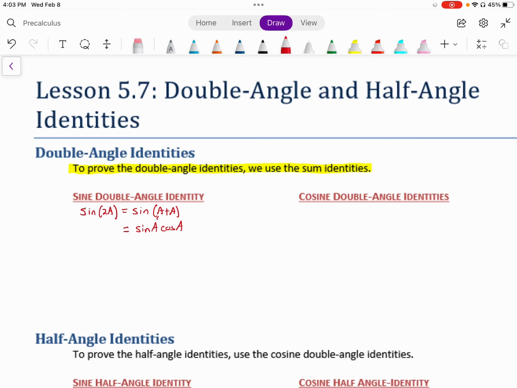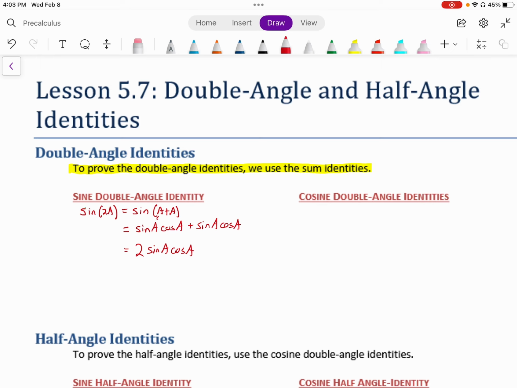So this is going to be sine of a, our first one, cosine of the second one, which is still just a, plus sine of the second one, cosine of the first one, which just ends up being 2 times sine a cosine a, because they're like terms, so we can add them together. And that is the sine double angle identity.